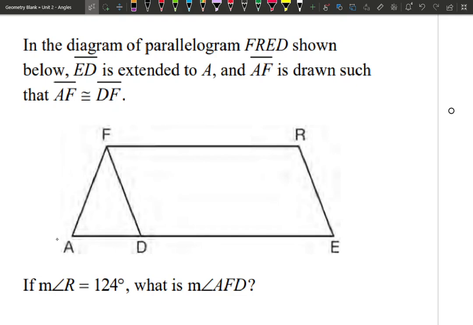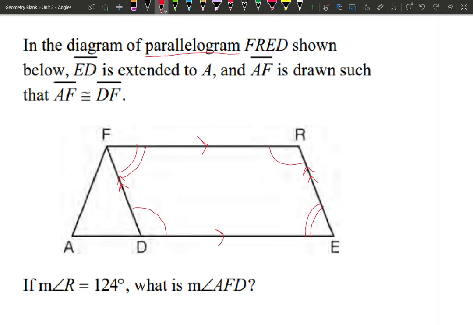So let's do that. In the diagram of parallelogram FRED, automatically we know it's a parallelogram. I'm going to mark the sides with arrows to show that those are parallel. And if it's a parallelogram, I know a couple of things. I know that opposite angles are congruent. So angle R and this angle over here are congruent, and angle E and this angle over here are congruent. Those are some of the properties of a parallelogram.